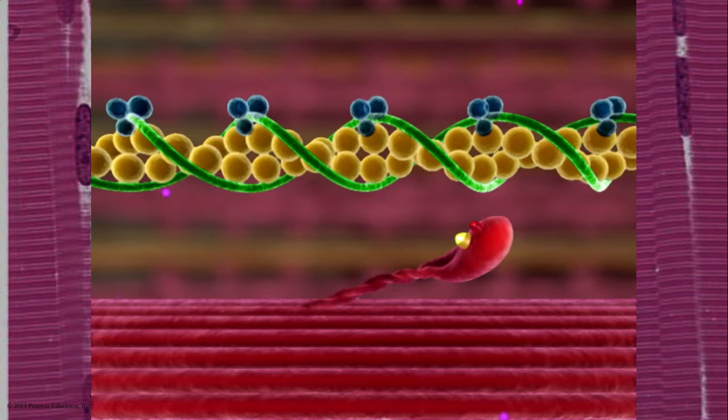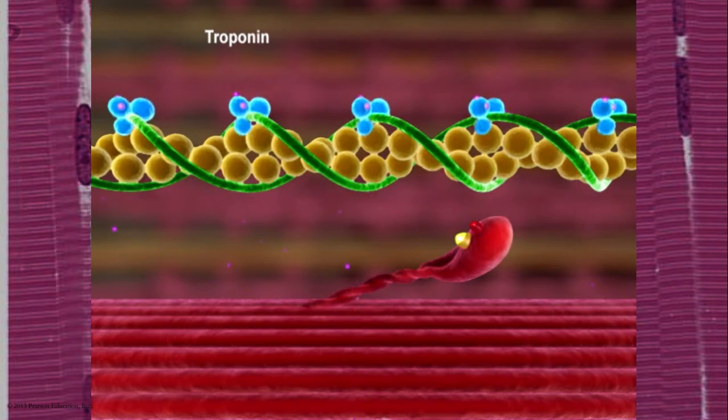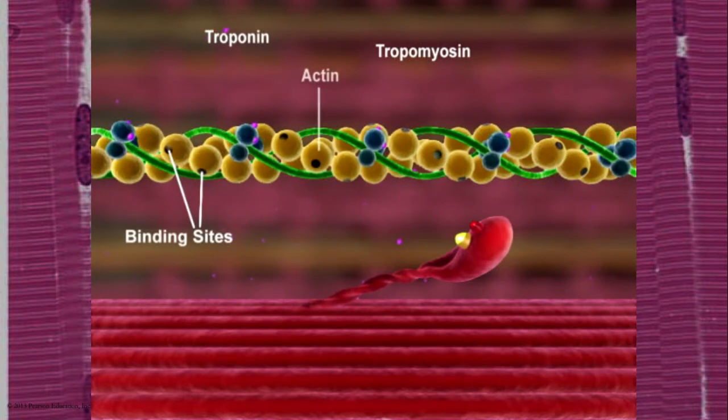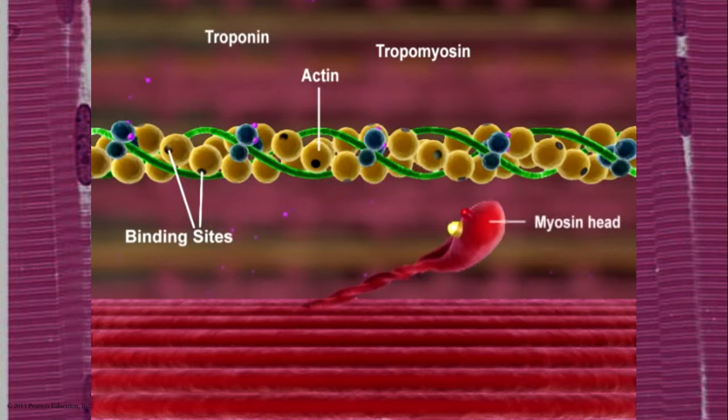The formation of a cross bridge is initiated when calcium ions released from the sarcoplasmic reticulum bind to troponin. This binding causes troponin to change shape. Tropomyosin moves away from the myosin-binding sites on actin, allowing the myosin head to bind actin and form a cross bridge.